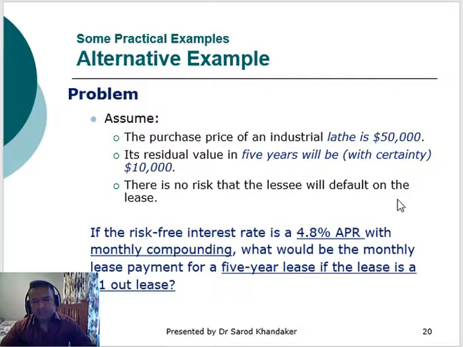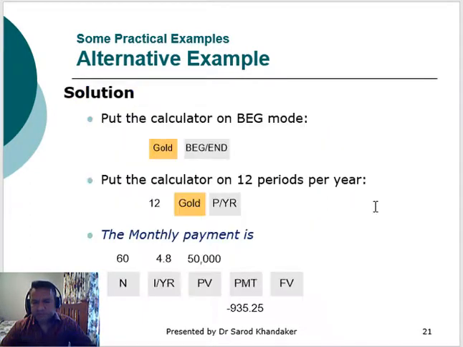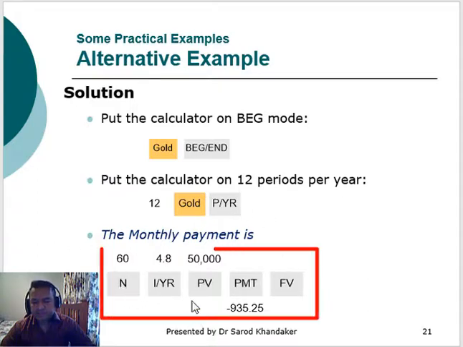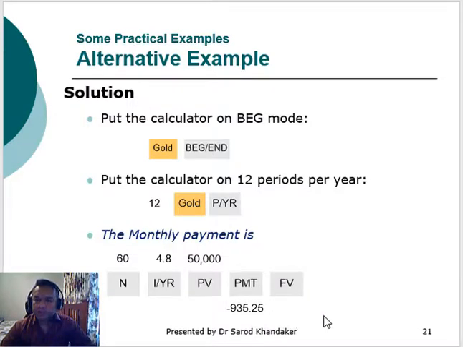And the lease is a $1 out lease. So if you use the calculator, put it in beginning mode, and set 12 periods per year, then N is 60, the interest rate is 4.8 divided by 12. The present value of this lease is $50,000. And if you calculate the PMT, it would be 935.27. Hopefully you understand this calculation.